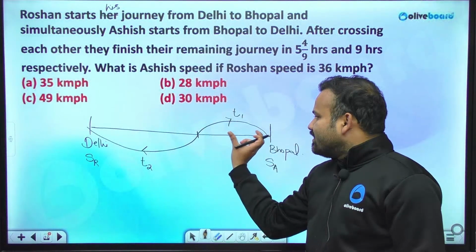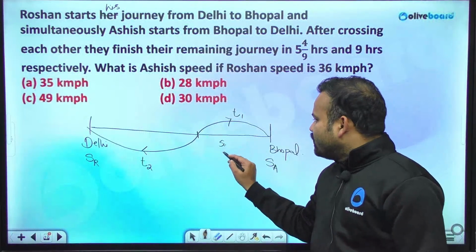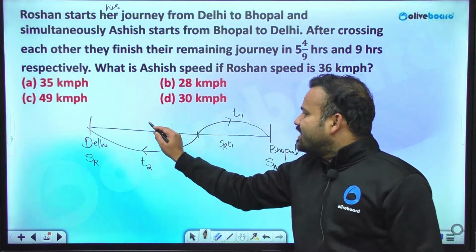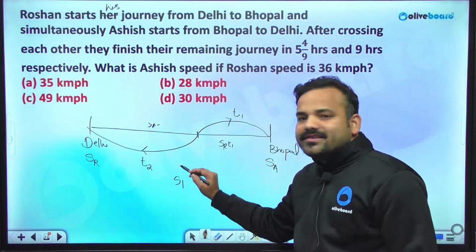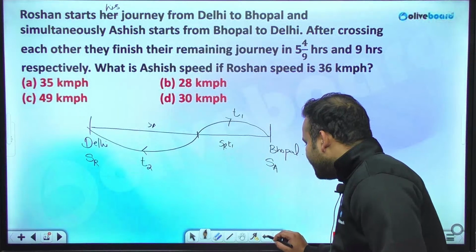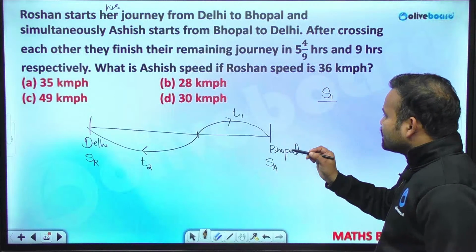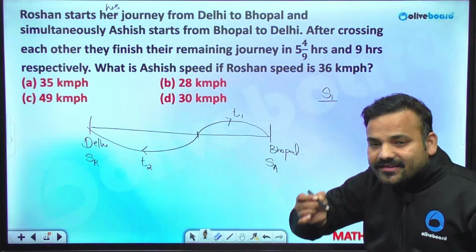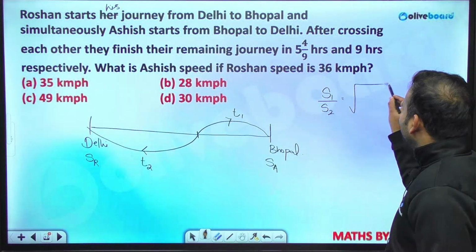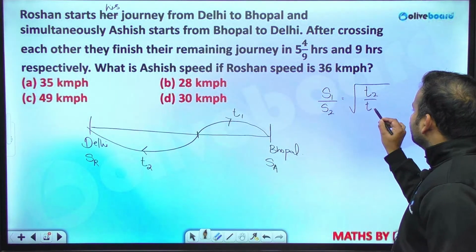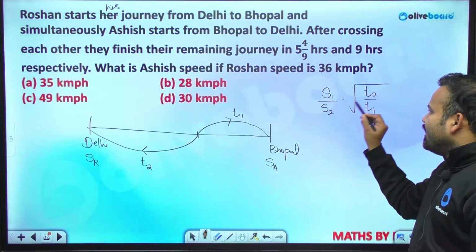This particular distance is covered by Roshan, so it will be SR into T1. And here it will be SA into T2. From here we will get the speed ratio. On solving, what will you get? In this type of question, when they are crossing each other and the time period is given just after crossing, the ratio of speeds will be under root T2 by T1. Remember this.